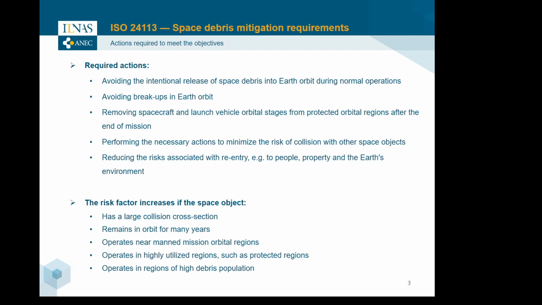As an example, regarding the avoidance of breakups in Earth orbit, this standard gives the maximum value that the probability of accidental breakup of a spacecraft or a launch vehicle orbital stage in Earth orbit should have until its end of life. Such actions are especially important if the space object has one or more of the following characteristics: has a large collision cross-section, remains in orbit for many years, operates near manned mission orbital regions, operates in highly utilized regions such as protected regions, which are defined also in ISO 24113, and operates in regions of high debris population.